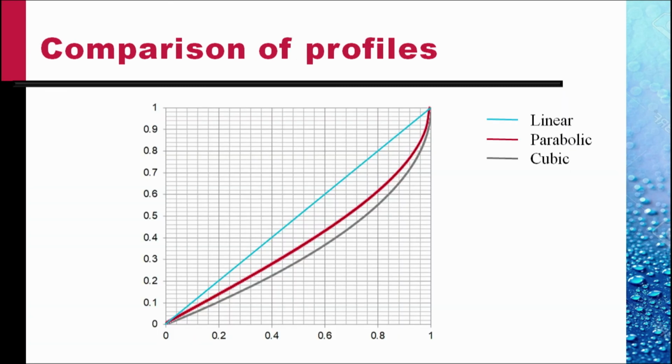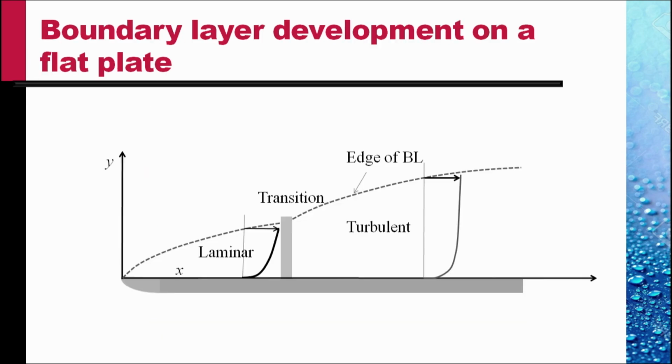This is the comparison of the three profiles that we have chosen, the linear, parabolic, and cubic profile across the boundary layer, compared to the actual profile due to Blasius, which is shown in black. Now, all this development is for the laminar flow because of the nature of the velocity profile that we've taken. The Blasius profile is only for the laminar flow because we've written shear stress to be mu times del u by del y.